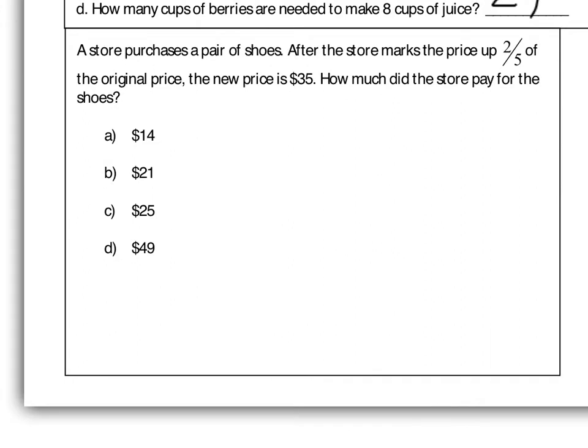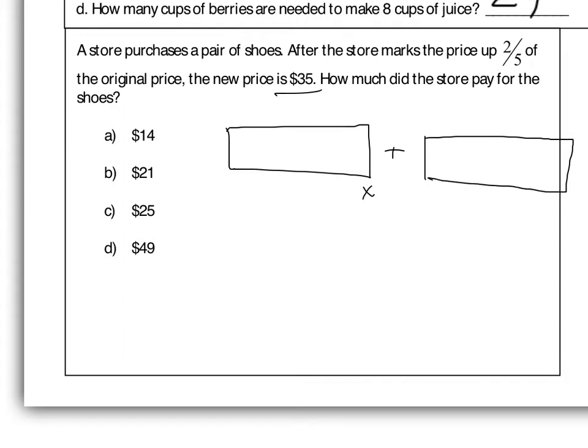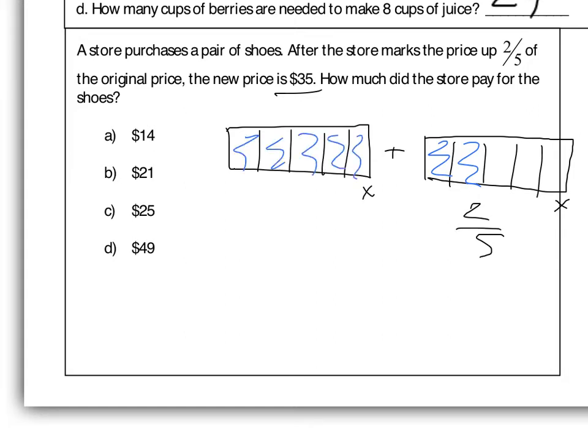Here we have a markup problem. It says after the store marks up the price 2/5 of the original price, the new price is $35. So we don't know the original price when we draw our diagram here. Our original price is an unknown. So the thing that we're finding a fraction of is unknown. We do know that they are splitting it up into 5 pieces. So we're going to pay an additional 2/5 in addition to the, since it's a markup problem, the 5/5 that they originally paid for it. So we're trying to figure out what 1 whole is.